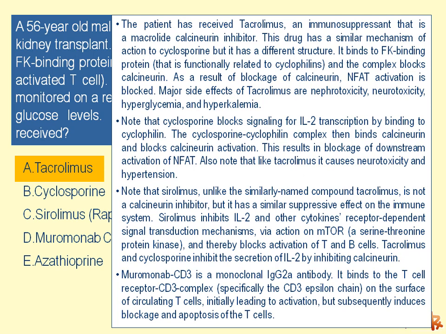Muromonab is a monoclonal immunoglobulin G2a antibody. It binds to the T cell receptor CD3 complex, specifically to the epsilon chain of the CD3. This happens on the surface of the circulating T cells. Initially, it leads to activation, but subsequently induces blockage and apoptosis of the T cells. Therefore, muromonab inhibits T cells. I will cover all of these in more detail with diagrams for you later. For now, I just wanted to orient you.